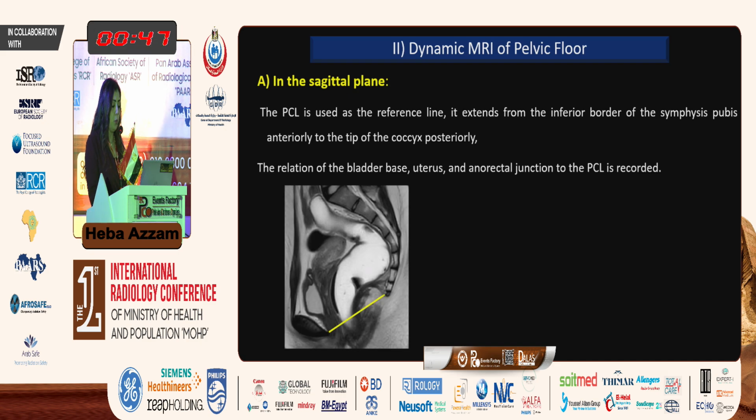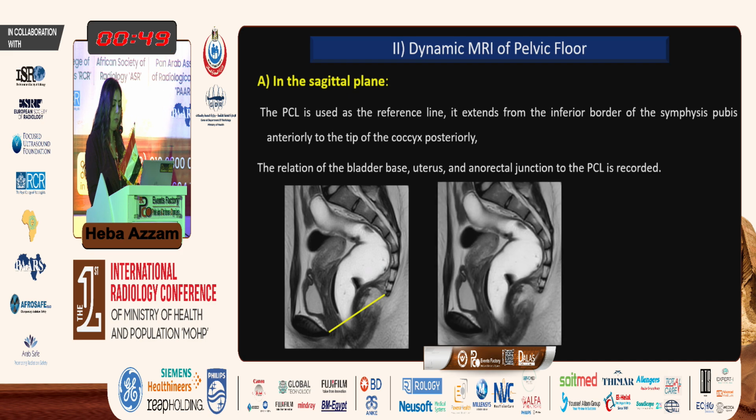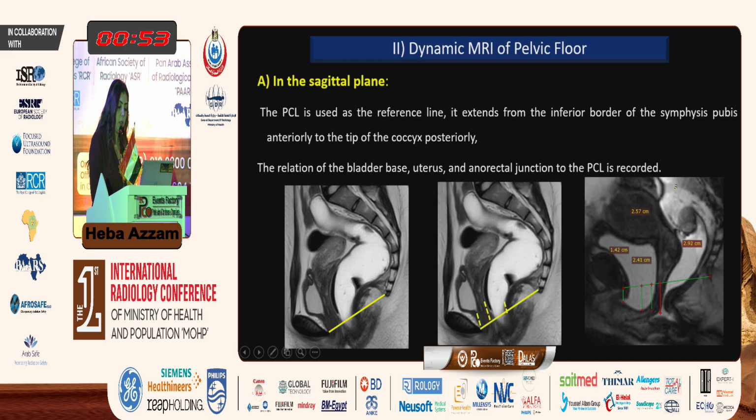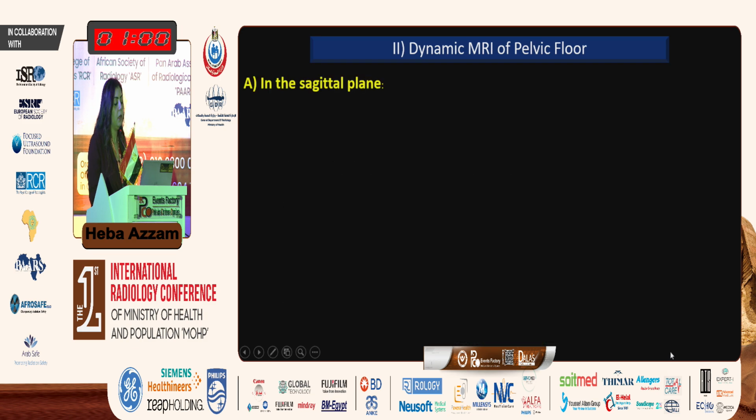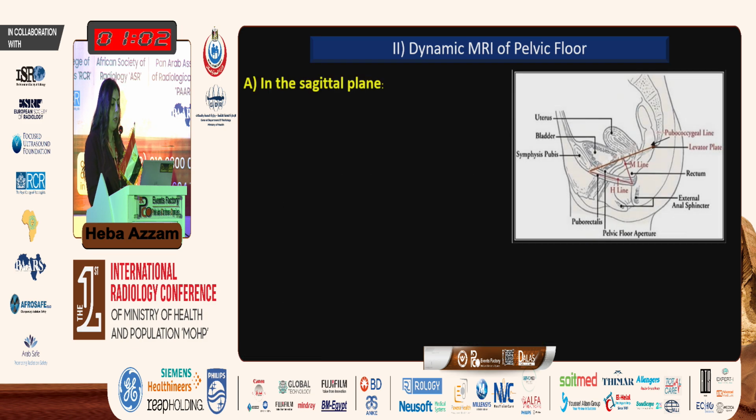Here, this is the pubococcygeal line. This is the relation of the organs during rest. And here, you see the marked descent. This is a case of pelvic floor dysfunction, definitely. In the sagittal plane, as we said, we can assess the vertical distance to the pubococcygeal line.